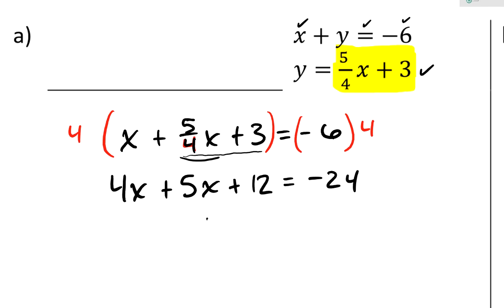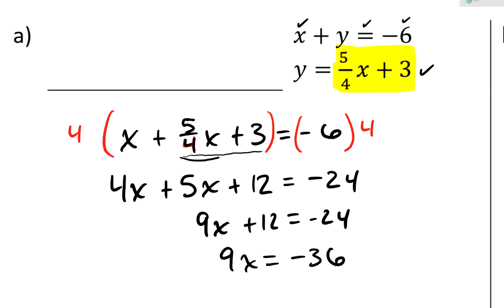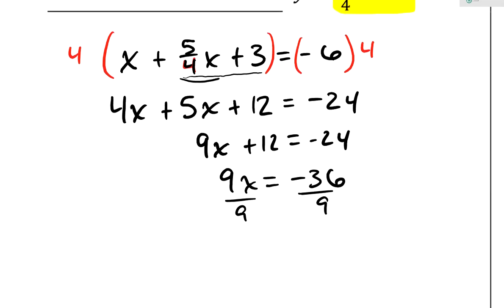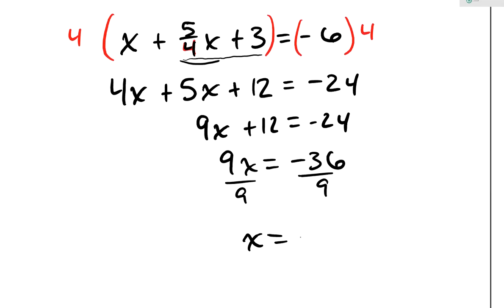At this point, I'm going to collapse these two like terms to 9x plus 12 equals negative 24. And then I'm going to go ahead and subtract 12 from both sides. So 9x will equal negative 36. And finally, as the final step here, I'm going to divide both sides by 9. And when I divide both sides by 9, I get that x must be the number negative 4.